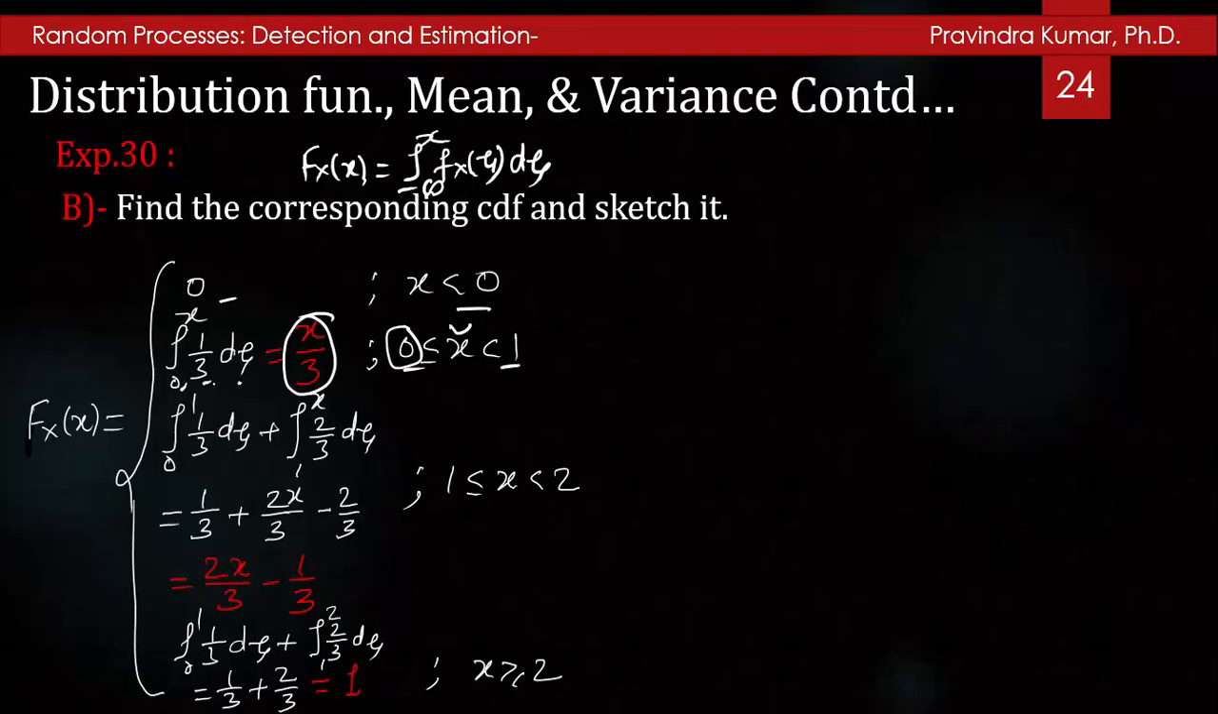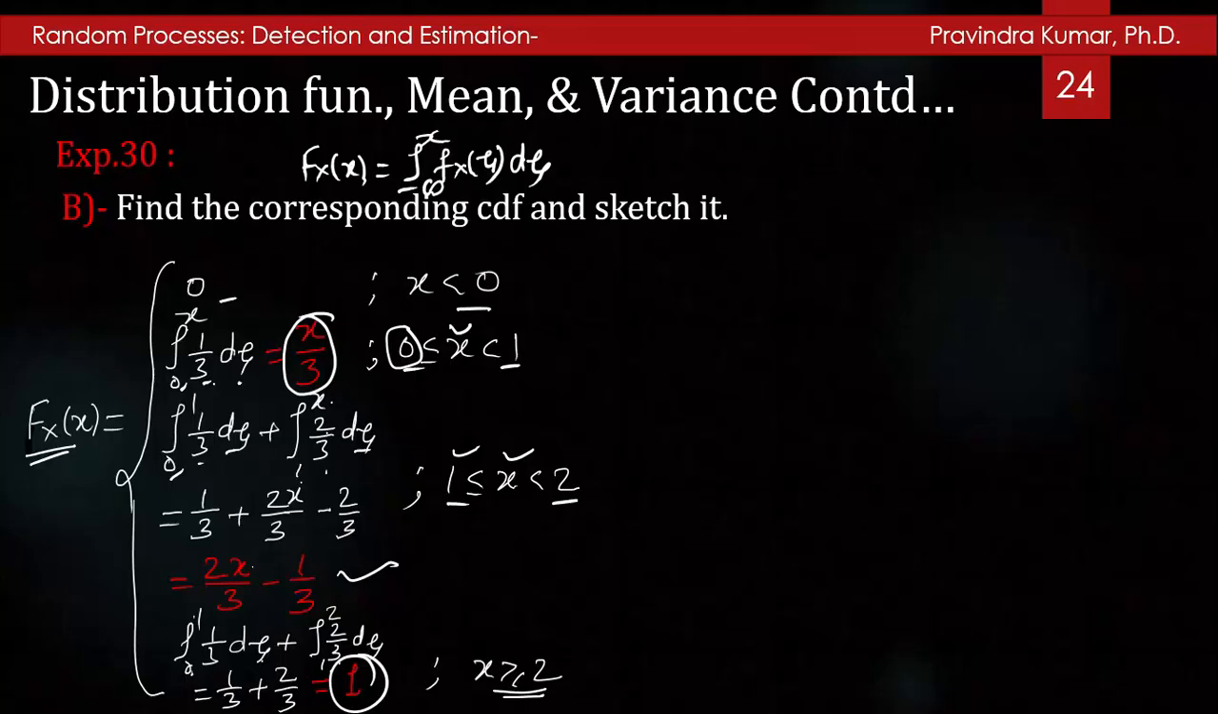And when x is between 1 to 2, the CDF is the summation. So it is from 0 to 1 and 1 to x. The integration from 0 to 1 of the PDF 1/3 d xi, plus 1 to x of 2/3 d xi, will be equal to 2x/3 minus 1/3. And when x is greater than 2, you have to sum up from 0 to 1 and 1 to 2: 0 to 1 of 1/3 d xi, 1 to 2 of 2/3 d xi. So it is 1.